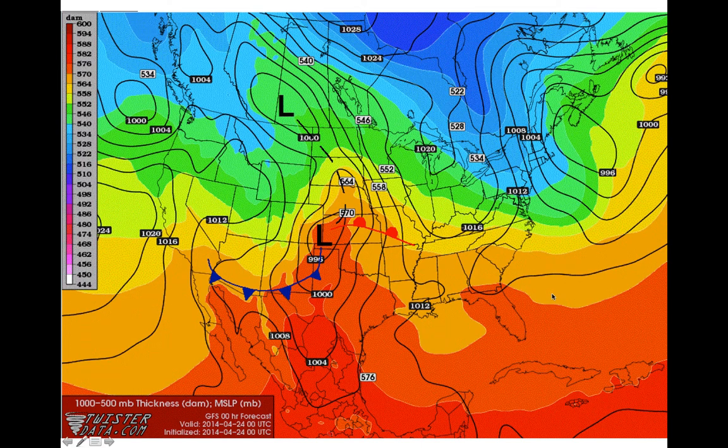And the 1,500 millibar thickness, I know this doesn't really look like the 1,500 millibar thickness maps that we looked at, but you are able to pull from anywhere you want. So you know that Twister Data has a 1,500 millibar thickness map with filled in colored isotherms. So if this helps you, then that's great.